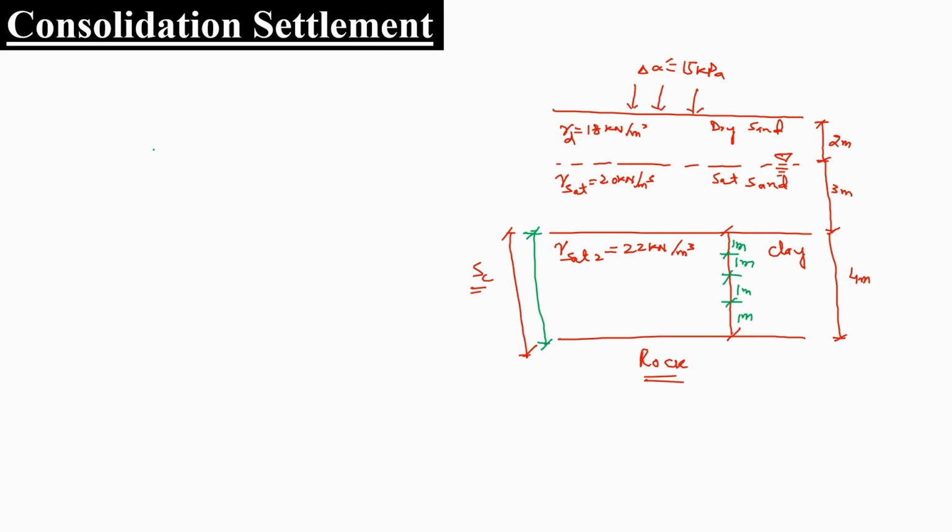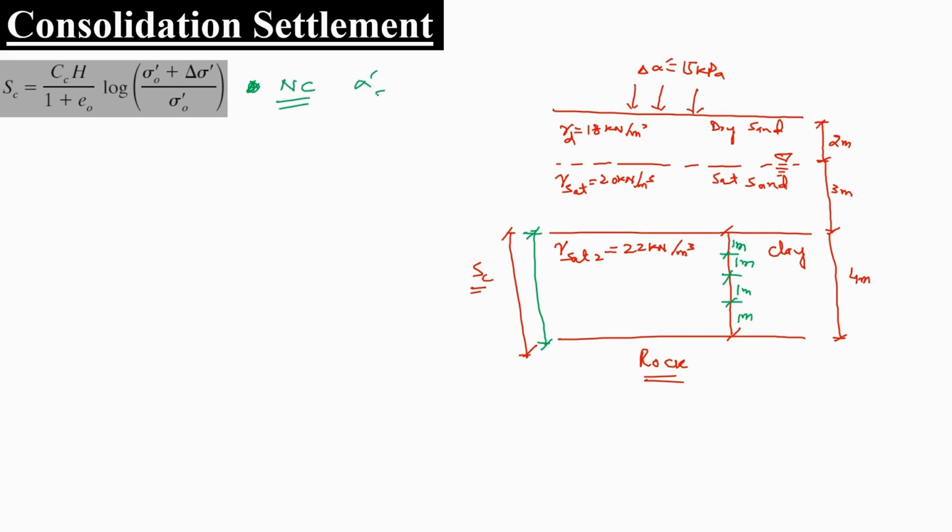So before going to the solution, I would like to show you three formulae. This formula is for normally consolidated soil, for which sigma prime C is equal to sigma prime naught, the mean effective vertical stress at this time, is equal to the pre-consolidation stress of the soil. And this condition seldom occurs. It does not occur every time or most of the times. This is a rare condition.